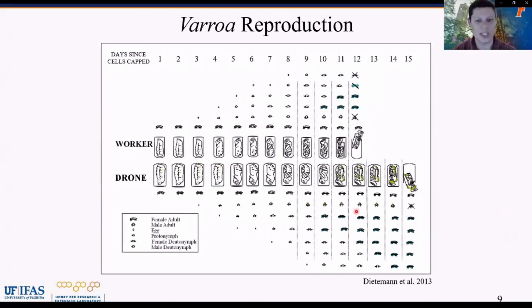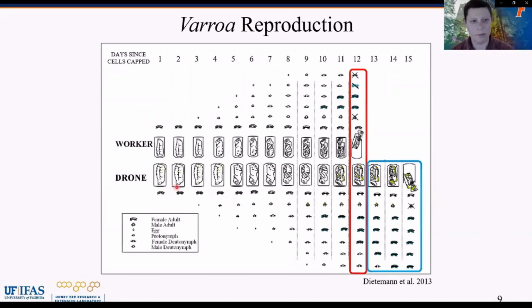And this figure kind of shows this nicely. If you have a worker brood, by the time that it is capped and there's one female inside that cell, within that 12-day period that it takes for a worker to fully develop and to exit that cell, you can have one female foundress go in, and then you could have two fully mated, sexually mature daughters come out. And then Varroa are actually more partial to drone brood, and there's probably a very good reason for this.